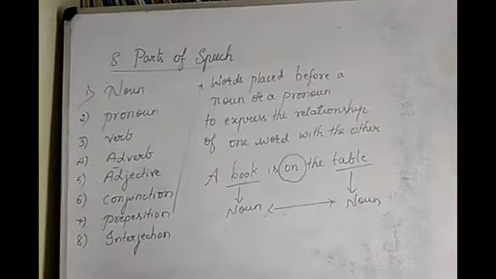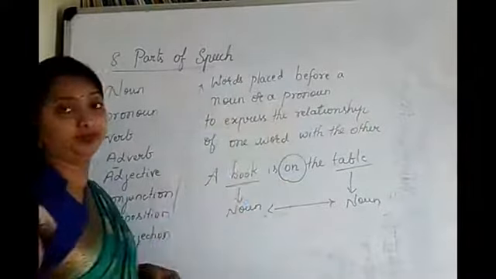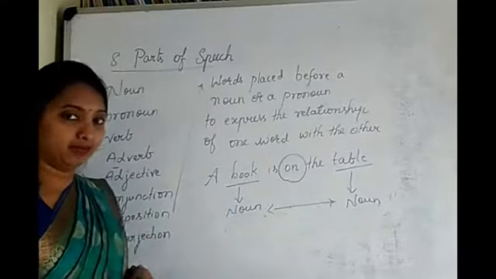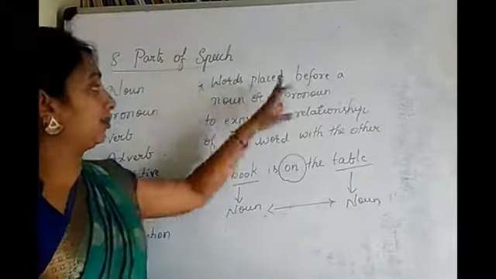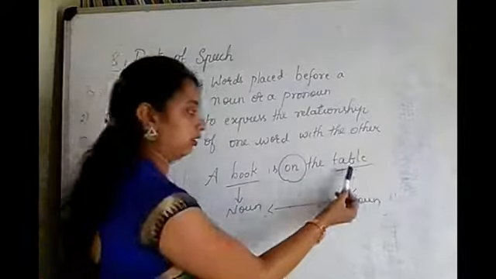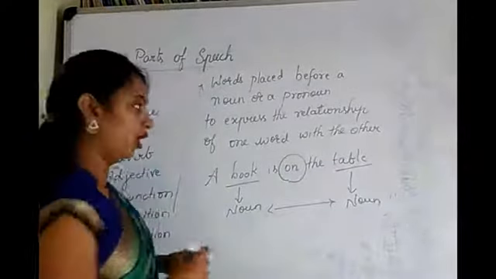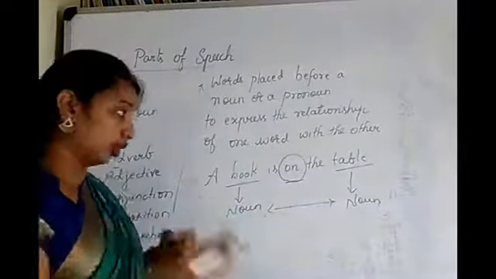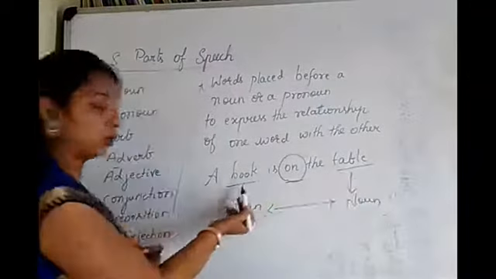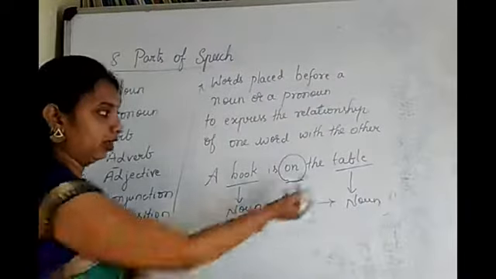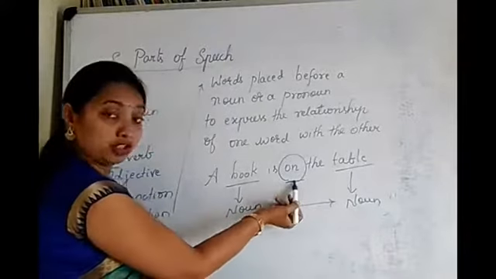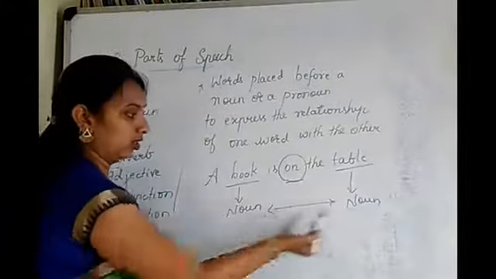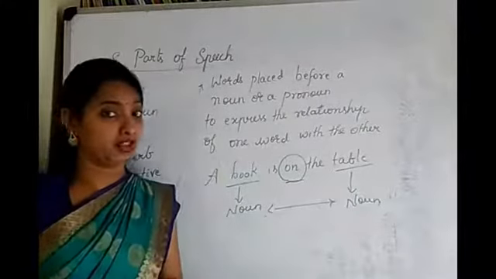Prepositions are the words placed before a noun or a pronoun to express the relationship of one word with the other. Did you understand? I'll tell you. Words placed before a noun or a pronoun. See here, table is a noun. So, I'm placing this preposition before this noun to show the relationship of this table with the word book. Book is also a noun, table is also a noun, and I'm placing a preposition before this noun to show the relationship of this word with this one. So, I hope you understood what prepositions are.